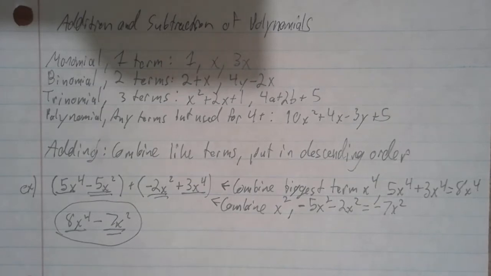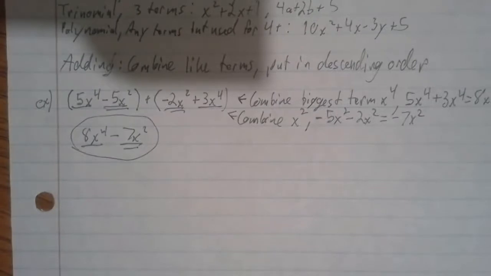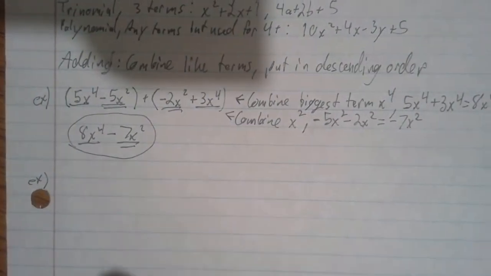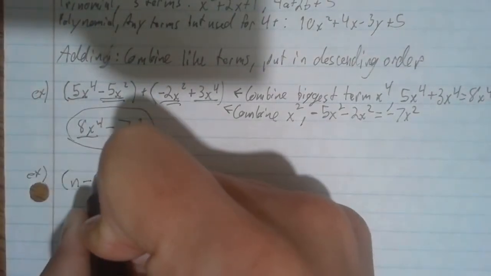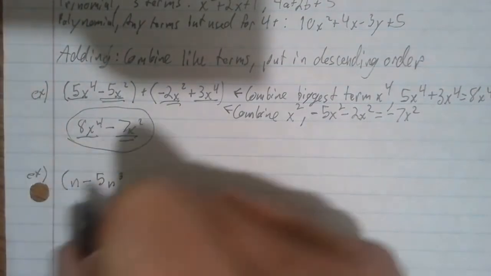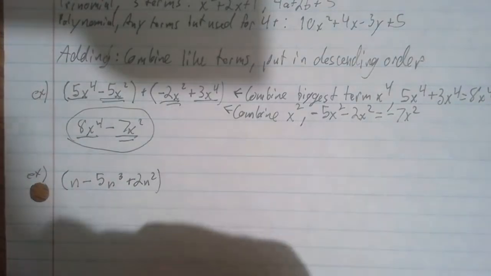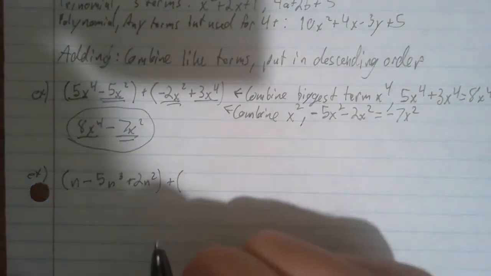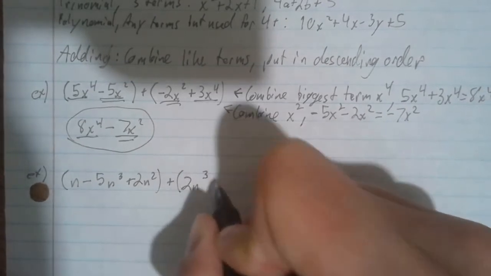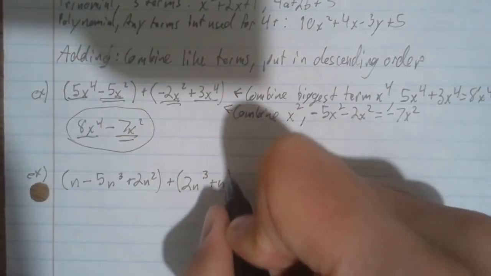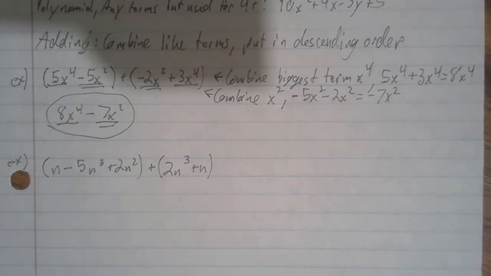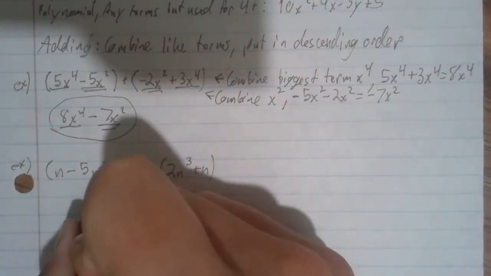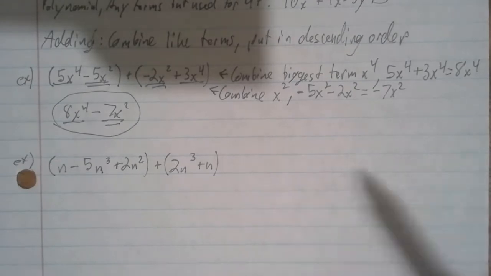Okay, let's go ahead and jump into another example here. So our next example, we are going to have n minus 5n to the 3rd plus 2n squared plus 2n to the 3rd plus n. So we're going to add these together. The first thing that we are going to do is identify our biggest term, and that's n to the 3rd. What I'm actually going to do is combine everything over here, and then we'll rewrite it.